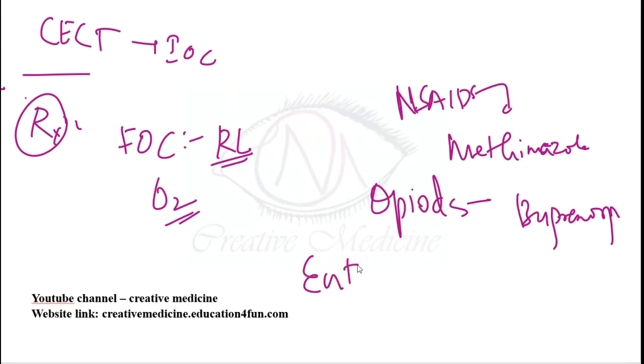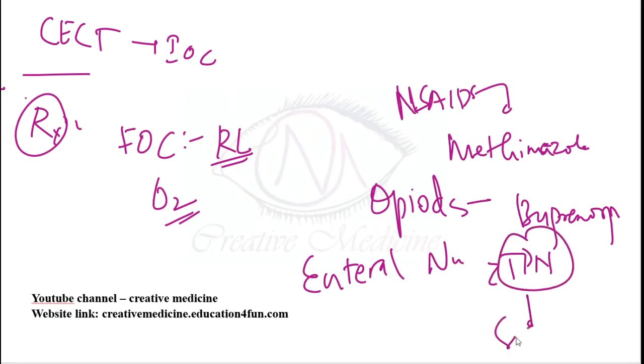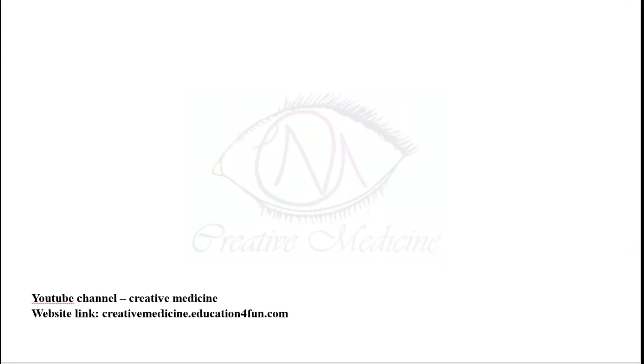We can also give enteral nutrition, followed by total parenteral nutrition. Then if you see, the indications of total parenteral nutrition include shock and severe acute pancreatitis. What are the indications of total parenteral nutrition? If the patient has shock or severe acute pancreatitis, then we give total parenteral nutrition. But in normal cases of acute pancreatitis, enteral nutrition is most preferred.